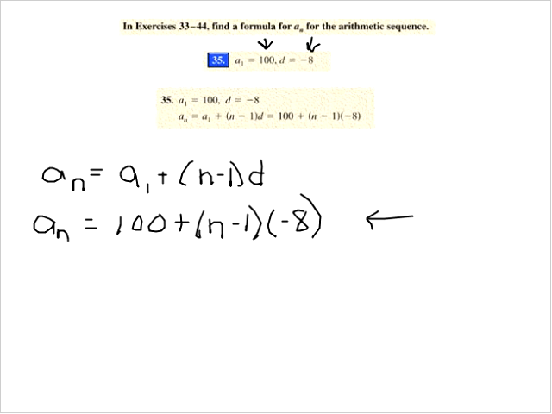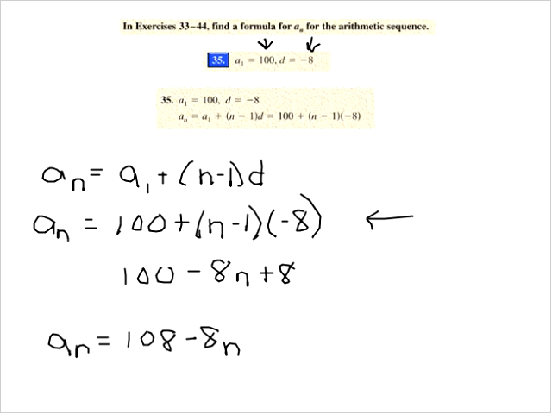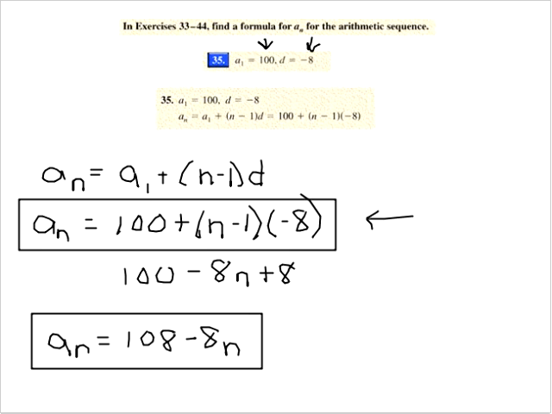Either one is fine. If I were to simplify it, let's see what we would get. We have a negative 8n plus 8. So really, if we were to simplify, we get 108 minus 8n. Either of those answers are acceptable.